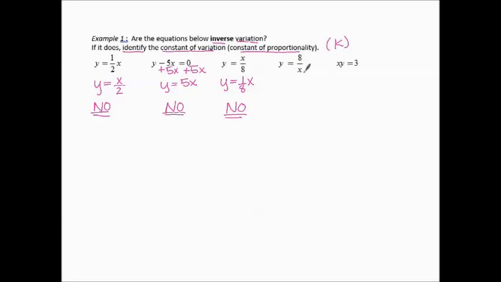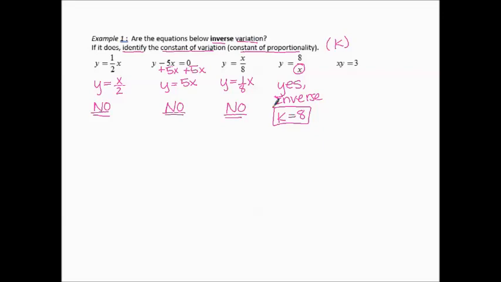Looking at my next example, y is equal to 8 over x. We notice that x is in the bottom. So yes, this is inverse. And my k is equal to 8.